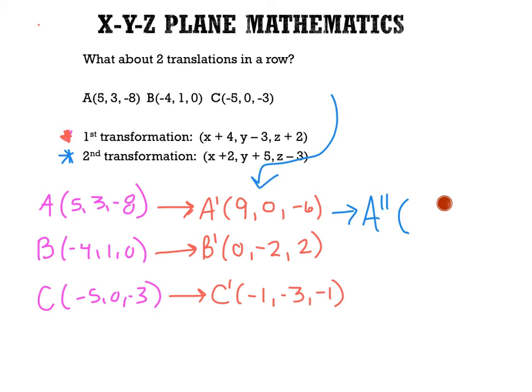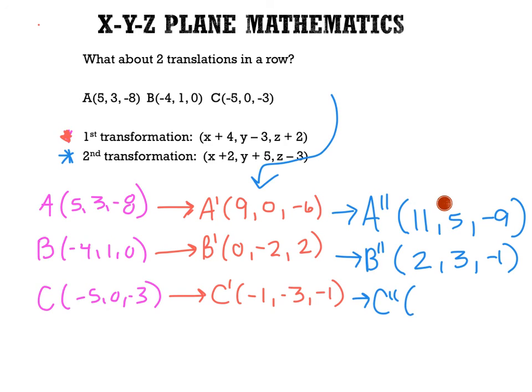Going to A, I'm taking 9 plus 2, which is 11, 0 plus 5, which is 5, and negative 6 minus 3, which is negative 9. And then from here, okay, B double prime, at 0 plus 2 is 2, negative 2 plus 5 is 3, 2 minus 3 is negative 1. And then C double prime, we have negative 1 plus 2, which is 1, negative 3 plus 5, which is 2, and negative 1 minus 3 more, which is negative 4.